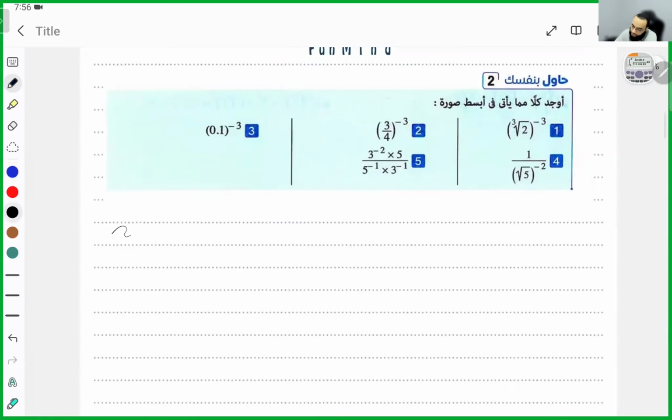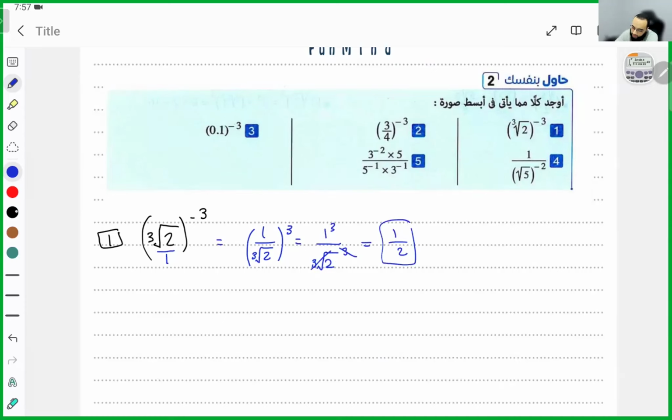Look here. It's cubic root 2 power of negative 3. You know it's over 1. Then it's 1 over cubic root 2 power of 3. Then it's 1 power of 3 over cubic root 2 power of 3. This deletes this. Up is 1, down is 2, and you can check the calculator.